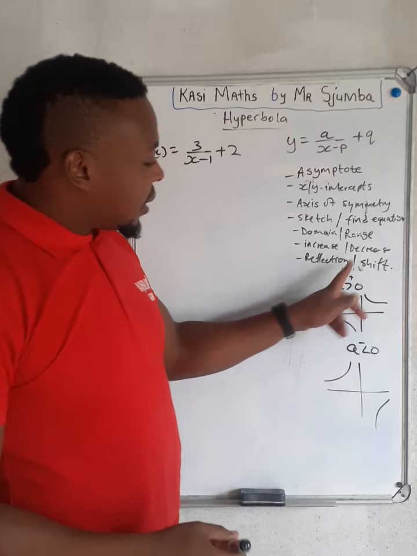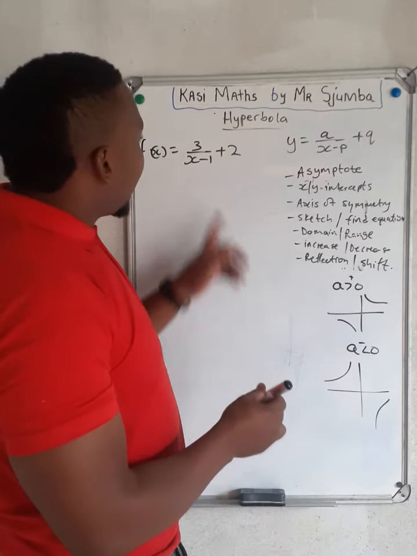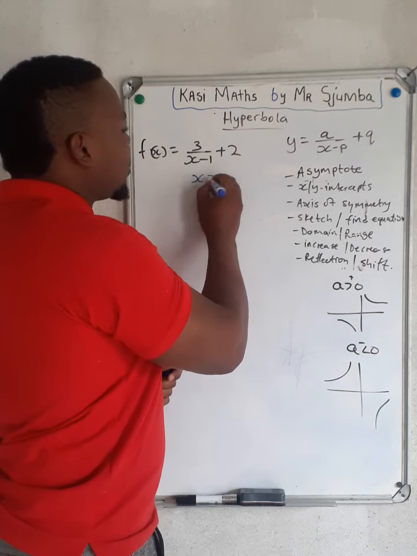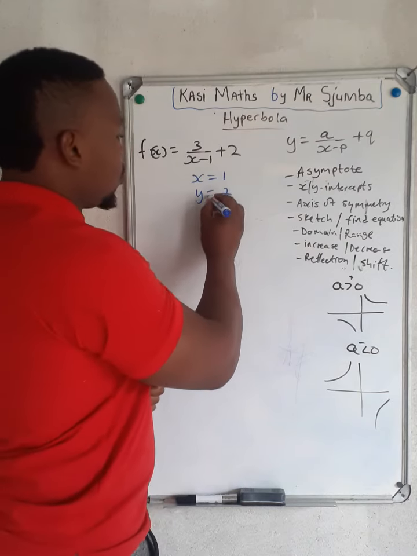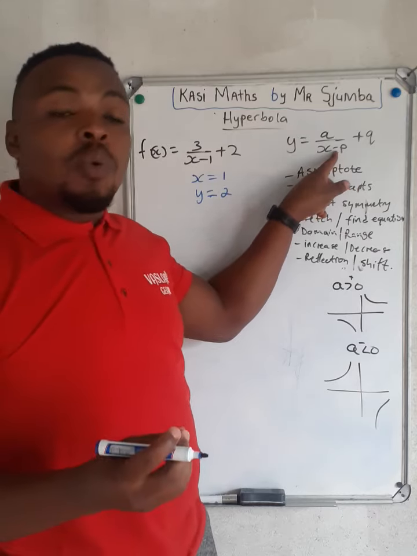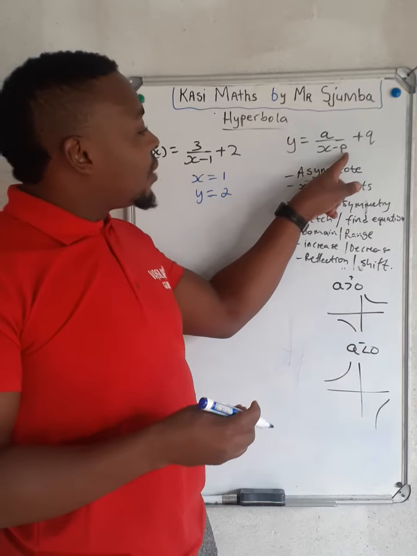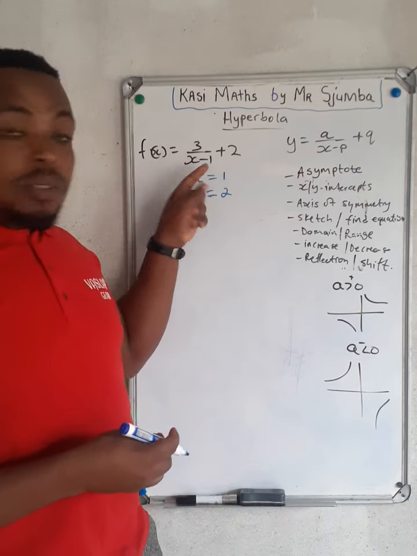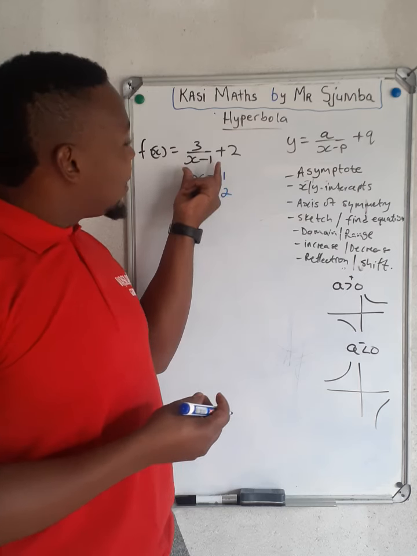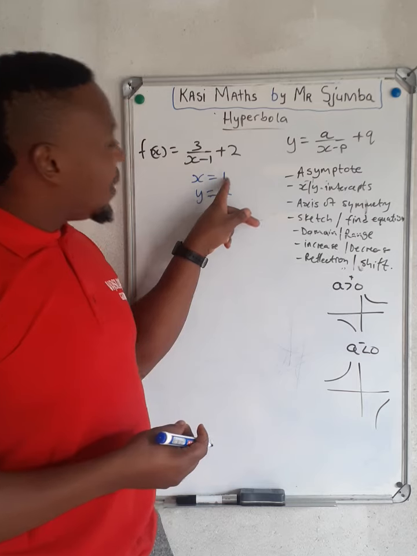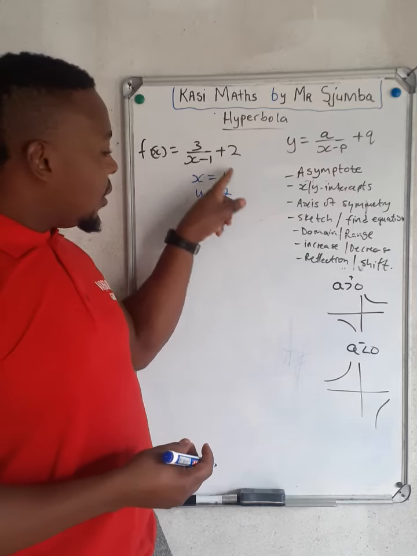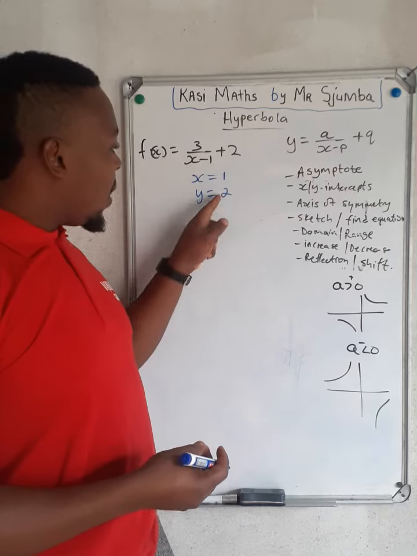So now I'm looking at the equation, and the asymptotes are x equals 1 and y equals 2. Since the general equation has a minus, every time you take the vertical asymptote, you change the sign of the number. If it is negative, it becomes positive. So the asymptotes are x equals 1 and y equals 2.